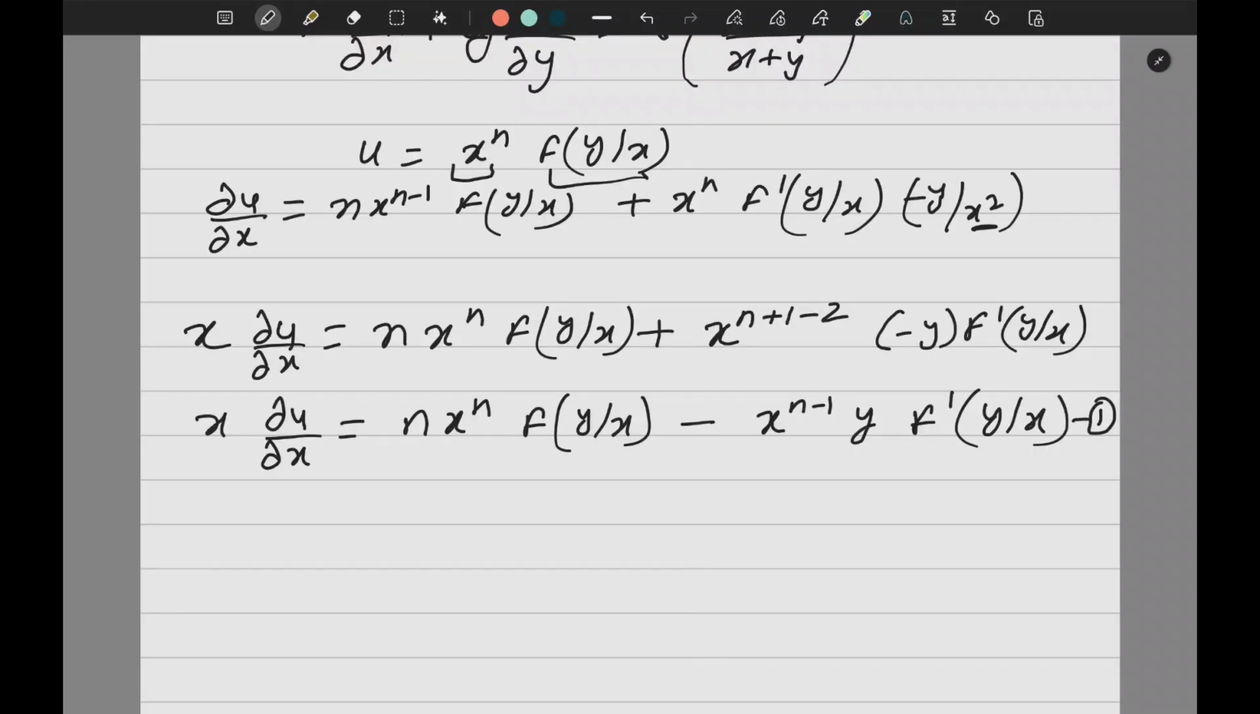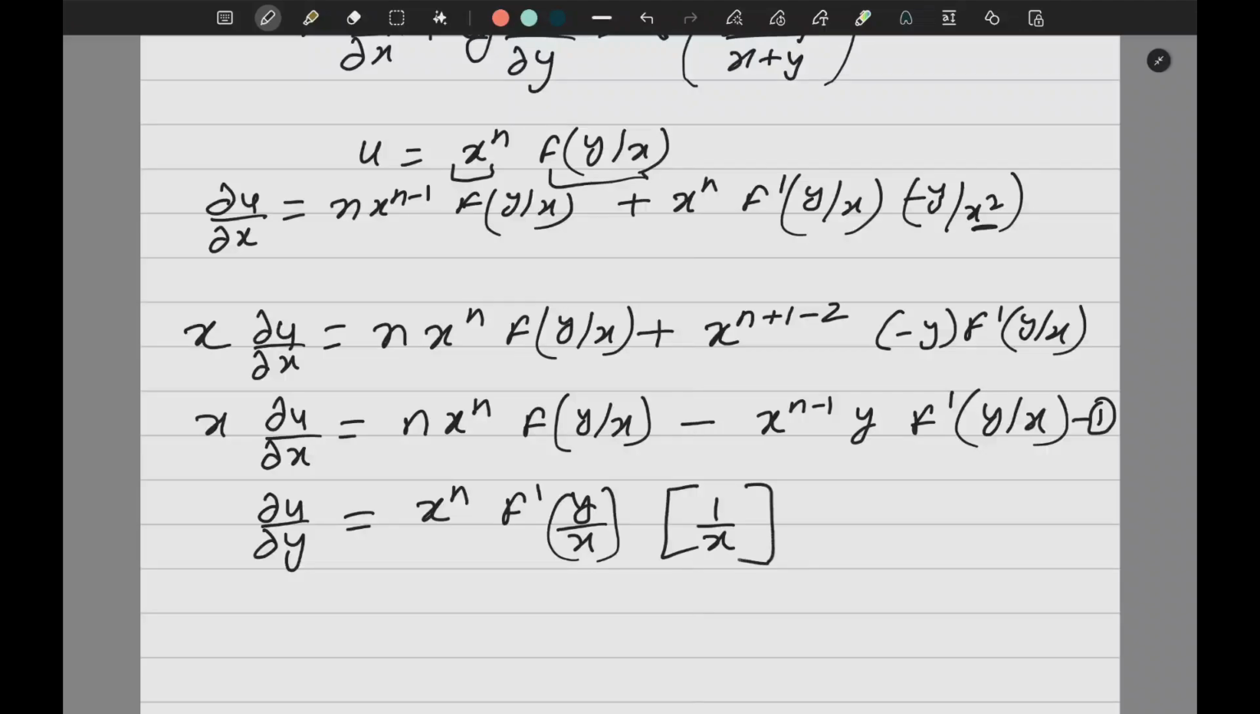Now differentiate the same thing with respect to y. So what is ∂u/∂y? It is equal to x, and now no need of the product rule because x is constant. So xⁿ f'(y/x) and 1/x. I need to multiply this by y. So y ∂u/∂y = xⁿ⁻¹ y f'(y/x). This is equation number 2.